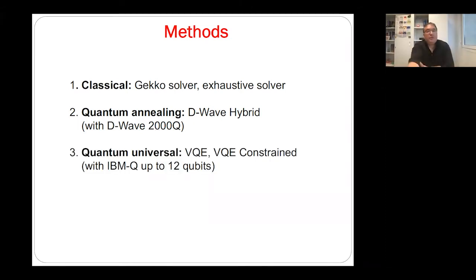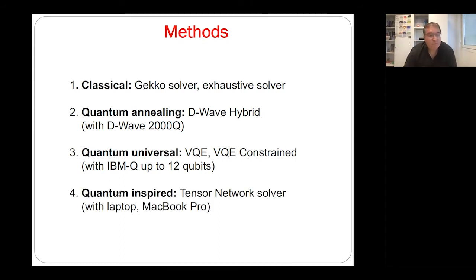We also used universal quantum processors. It means using quantum gates. Here we used IBM-Q up to 12 qubits, and the algorithms that we implemented were the variational quantum eigensolver, and then a version of the variational quantum eigensolver that is a little bit improved. We call it VQE constraint. It's very simple. Essentially, we use VQE at every time step to find a set of pretty good portfolios, and then use a classical algorithm to recombine them into an optimal trading trajectory. This is a hybrid algorithm that we tested also.